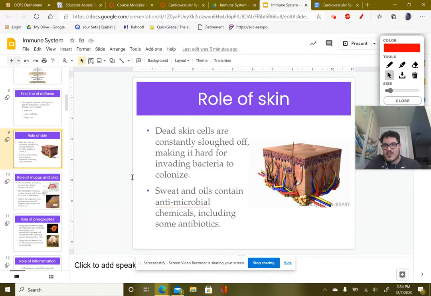Dead skin cells. So how does this work? How does the skin help your immune system? Dead skin cells are constantly sloughed off, so they shed off, right? Making it hard for invading bacteria to colonize. So that epidermal layer, the very top layer of skin, is constantly shedding. Because it's constantly shedding, the bacteria that you find on your skin falls off very rapidly. It's hard for the bacteria to actually stay there and find a home or colonize, as we call it.